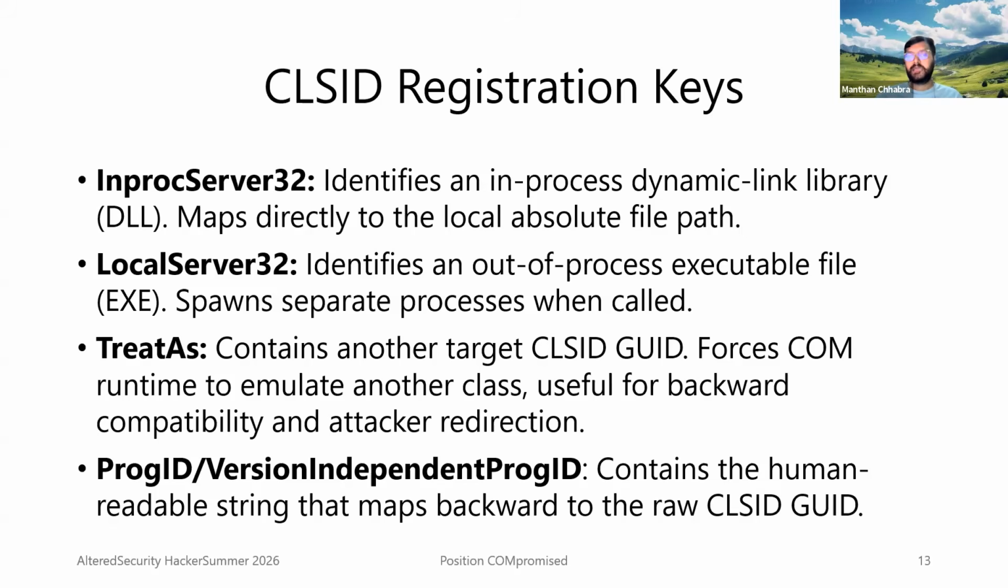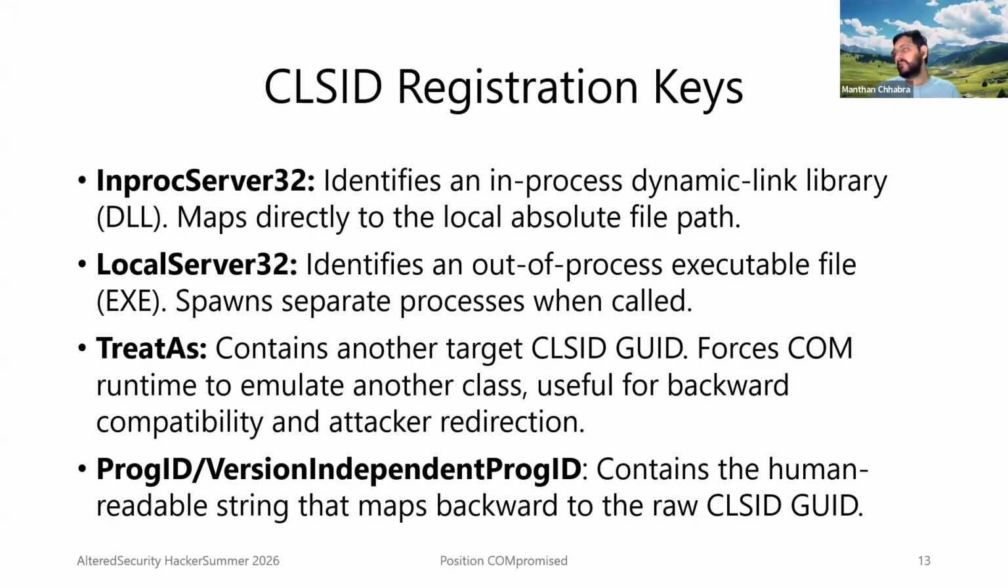So when that COM class is instantiated, or when that COM object is triggered, the tree test will actually redirect the execution from the primary CLS ID to the second CLS ID, right? So it is basically used for redirection to another CLS ID. Now, of course, this can very well be used by attackers, especially for persistence as well.